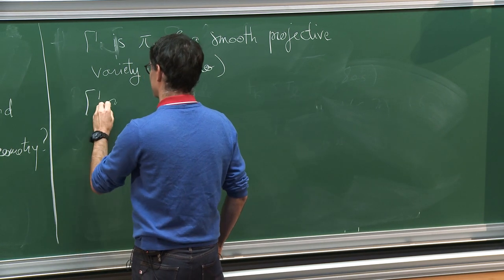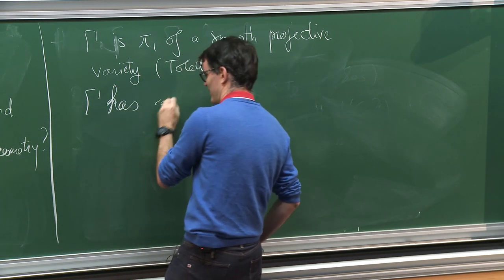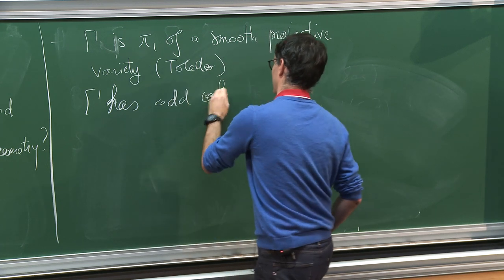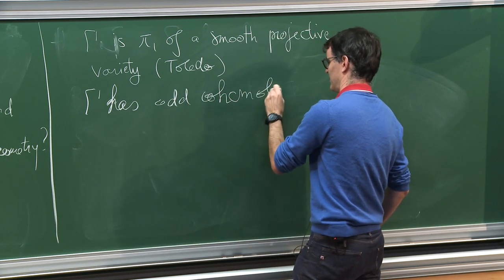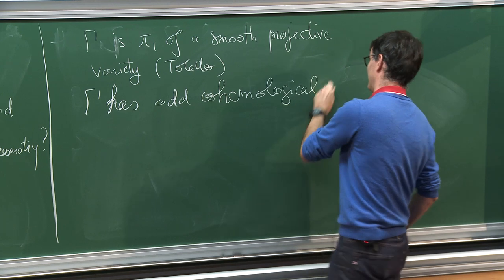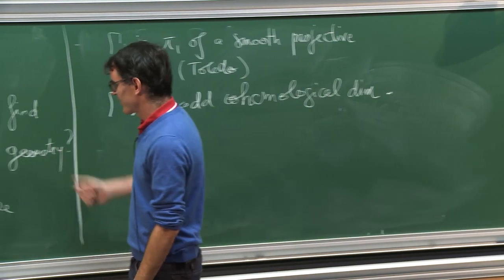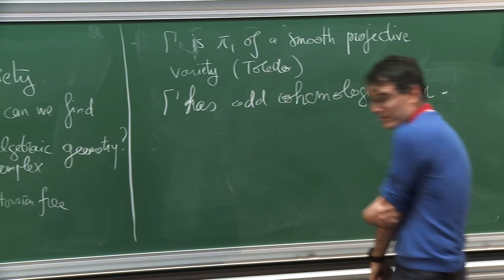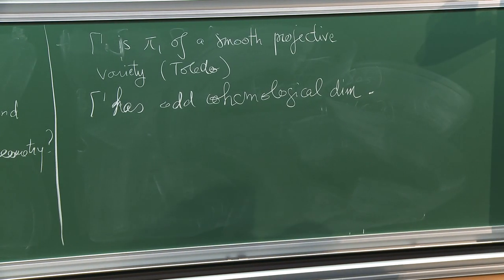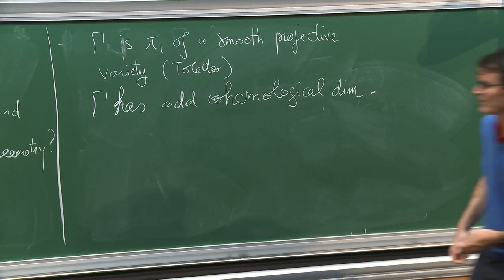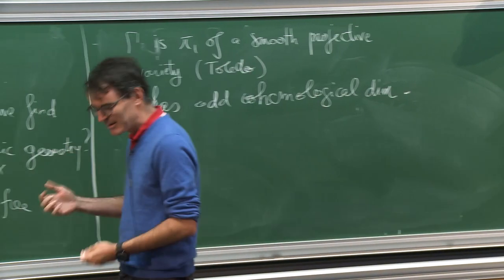And gamma has odd cohomological dimensions. So you cannot find a classifying space for this gamma which is a projective variety, but maybe you can find one which is a quasi-projective variety. So this was the question of Collard.